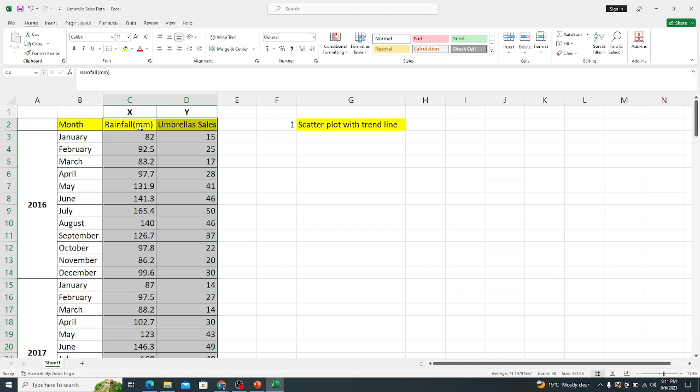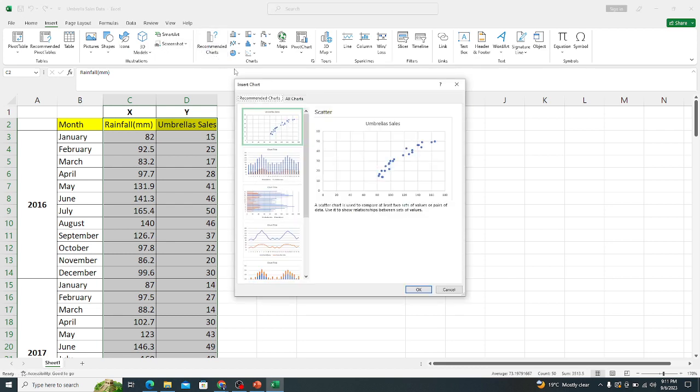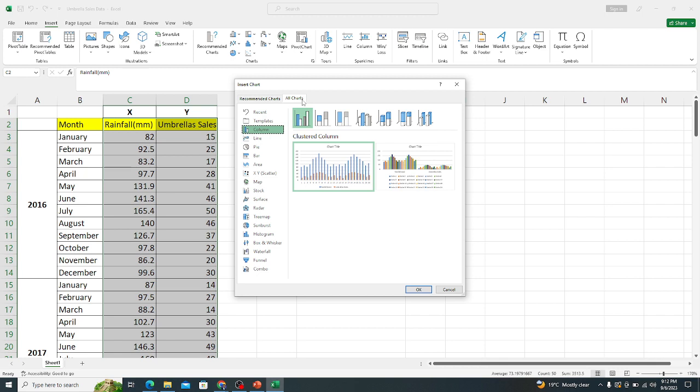Once you highlight the data, we know that rainfall should be on the x-axis, and umbrella cells, what we are trying to predict, should be on the y-axis. Now to insert the scatter plot, you'll go to insert, then you can go to recommended if you want, then go to all charts. Then we will need a scatter plot. Can you see scatter? Yes, we have XY scatter plot.